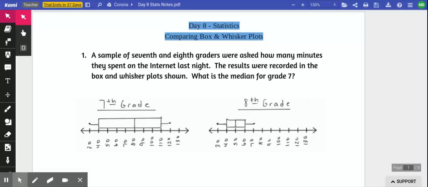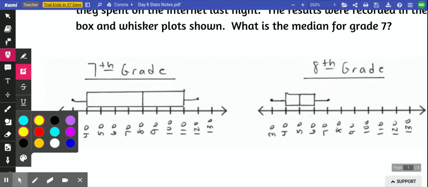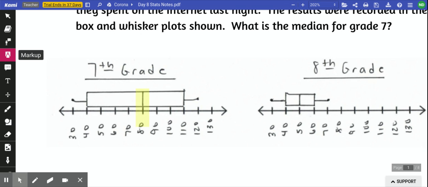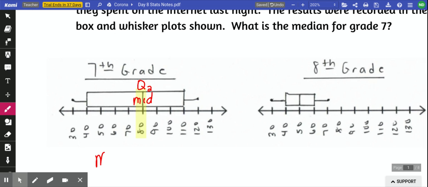So I'm only looking at the box and whisker plot for grade 7, and I just got to figure out what is my median. Well, I know that my median is represented by that second vertical line segment in the box, and whatever number is right below that vertical line segment is going to be our median. So our median for grade 7 is going to be equal to 80.